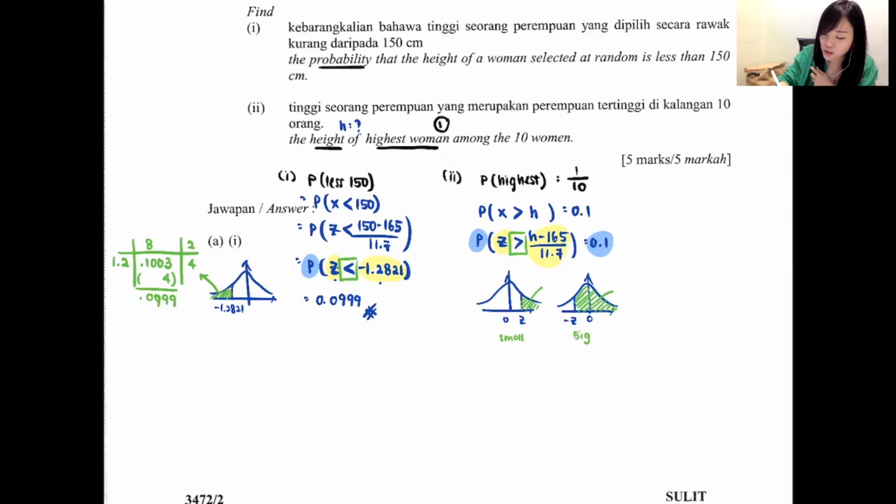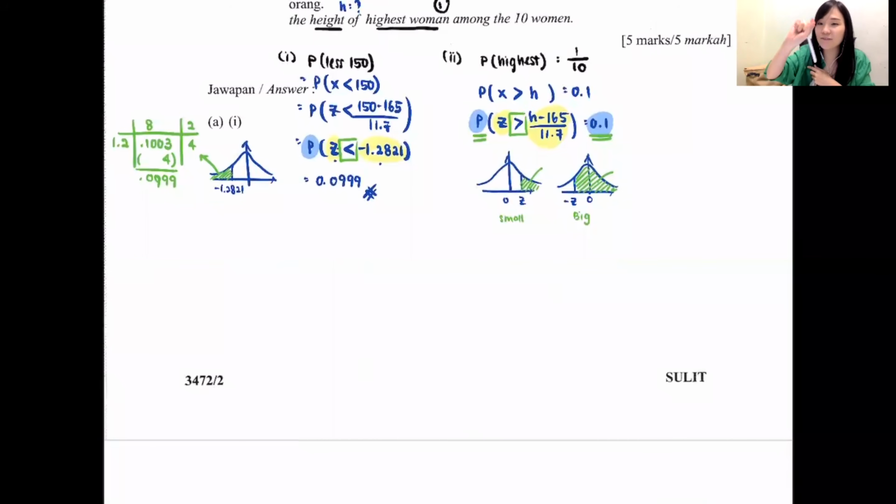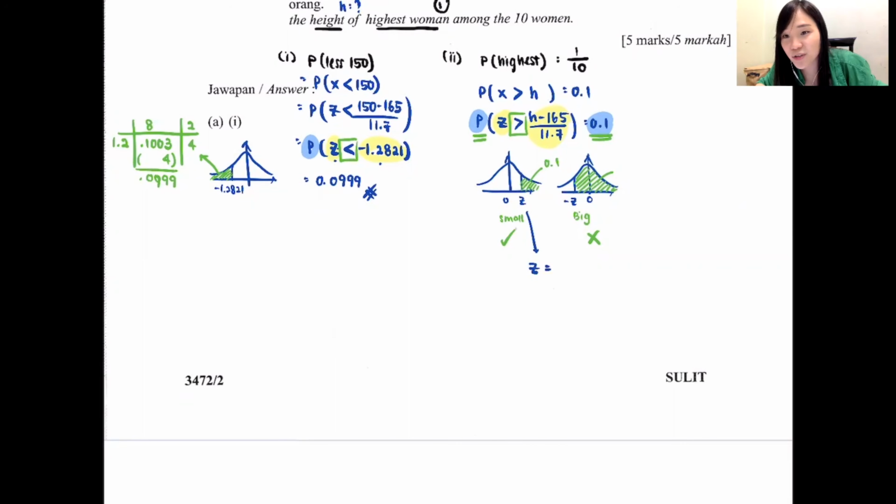So for these questions, you know the probability is actually 0.1. 0.1 is so small, my dear, because half of the graph will be 0.5. So 0.1 should definitely be less than half, not more than half. So I'm quite sure it is the right-hand side one, not the left-hand side one. So that means my Z should be a positive number. Some students will straight away write Z equals 0.1. No, my dear. 0.1 is the probability, okay?